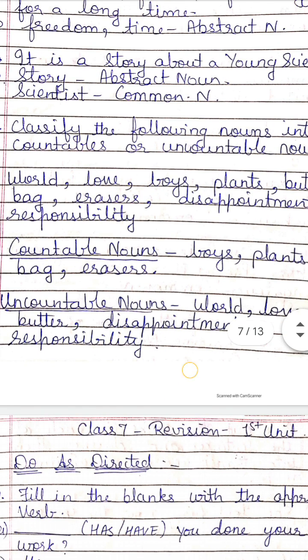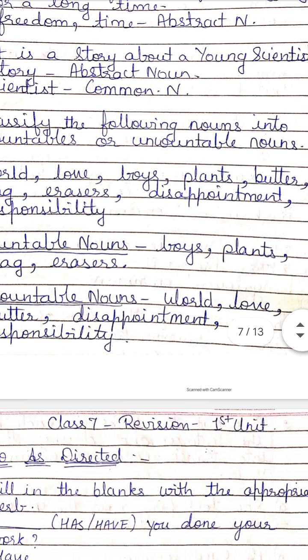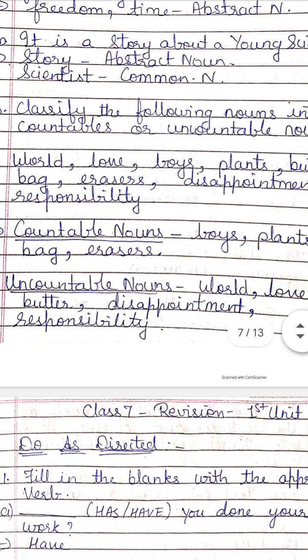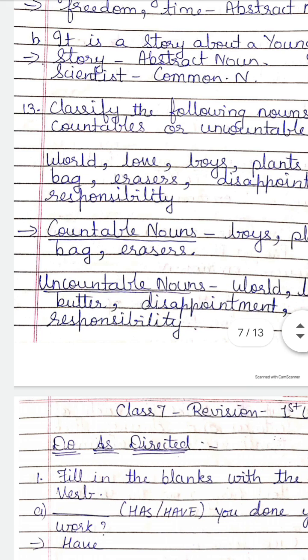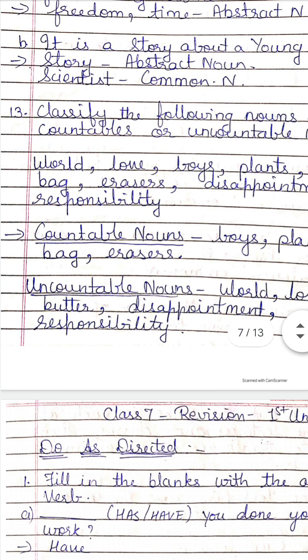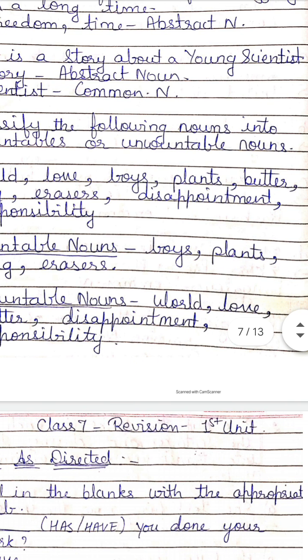Now classify the following nouns into countable or uncountable nouns. Now I have given a group of words whereby you have to classify whether each is a countable noun or an uncountable noun. So I have some words: world is uncountable, love again uncountable, boys countable noun, plants countable, butter uncountable. Butter हम कैसे count करेंगे? Bag countable, erasers countable noun. Disappointment, uncountable.